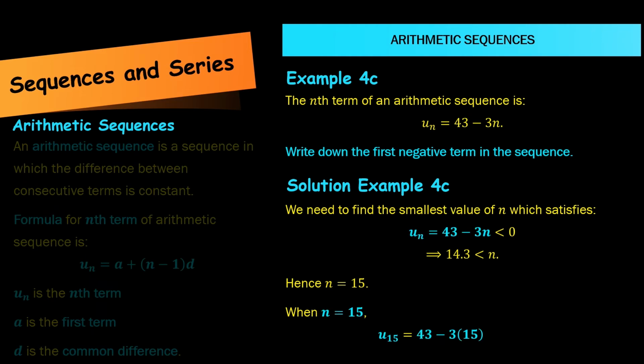So when n equals 15, we plug in n equals 15 into the formula for u subscript n to obtain 43 minus 3 times 15. And this is equal to minus 2, which is of course less than 0. So in other words, the first negative term in the sequence is u subscript 15 equals minus 2.